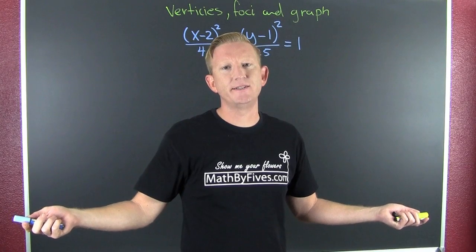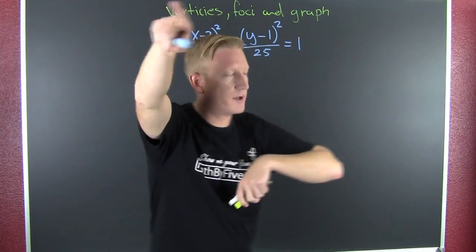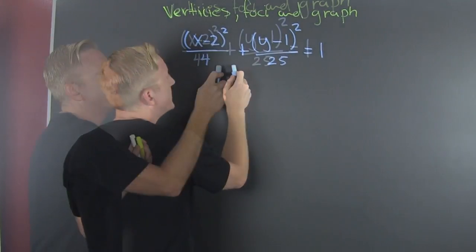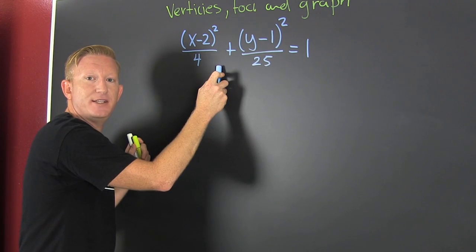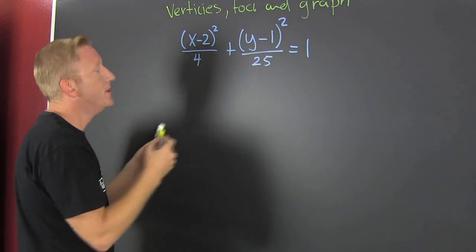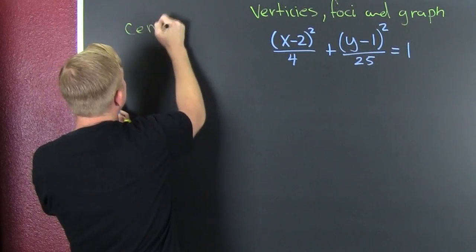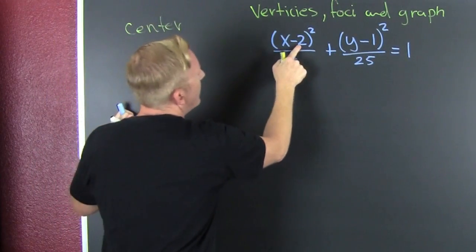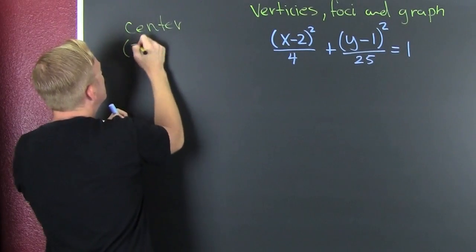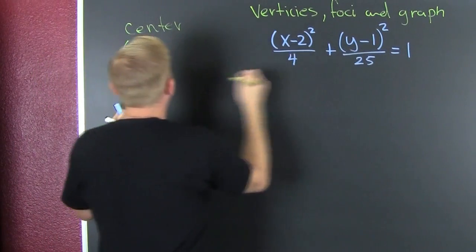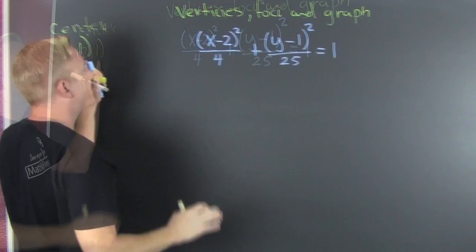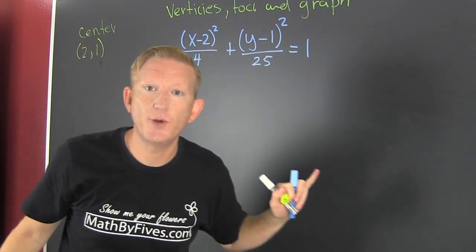Away from the origin on these ellipses. What am I talking about? So then we need to find the center. The center of this guy, boom, center. It's the opposite of the x and the opposite of the y. Boom. So now that we found our center, we can go and graph this guy.